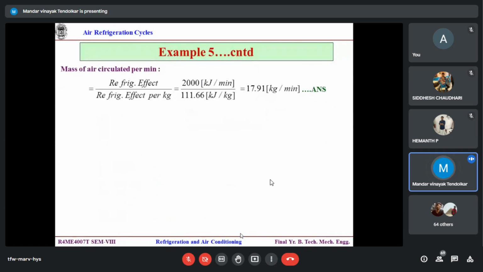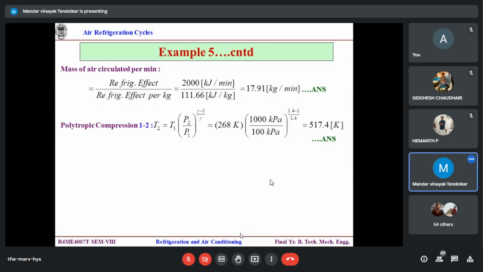What is the mass flow rate? This is the answer. Yes, sir, it's correct. So calculate it. Is the calculation correct?